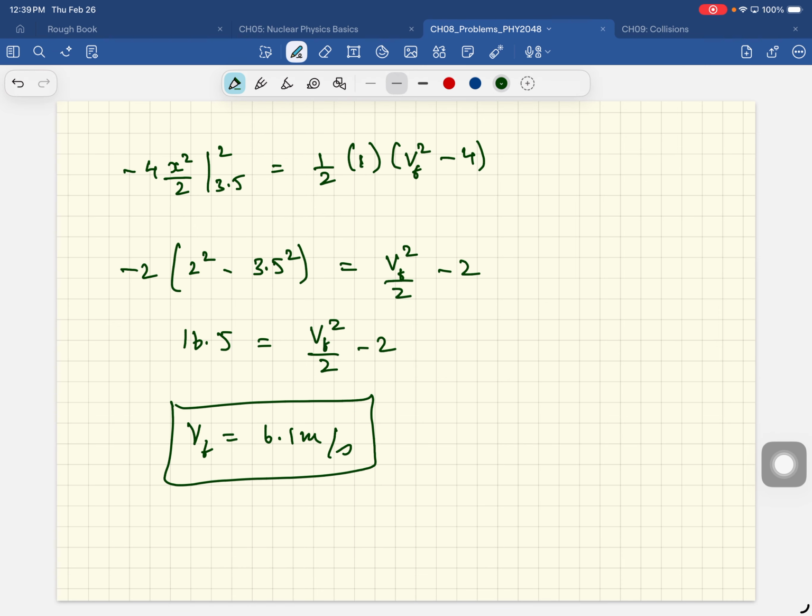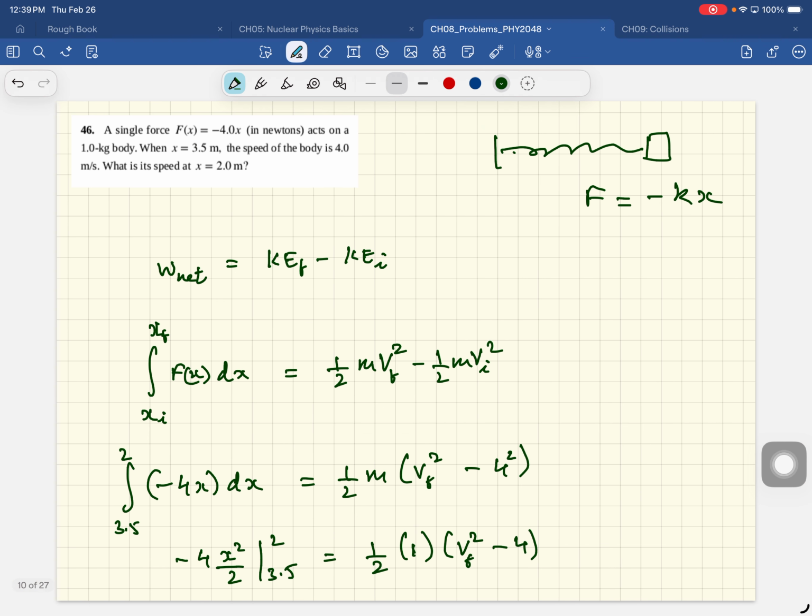All right, so the final velocity is 6.1 meters per second. Okay, and let's make sure we understand this. Okay, so here's the equilibrium position. You stretched it 3.5 meters. It's going at 4 meters per second. It could actually be going that way or this way, but as it comes close to the equilibrium point, it's going faster.